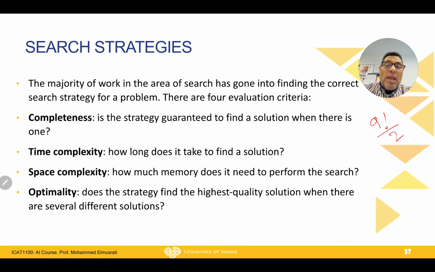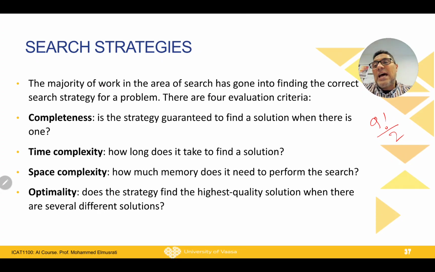Okay. Time complexity is how long it takes to find the solution. Space complexity is how much memory is needed to find the solution, or to perform the full search until the solution or until the target. Then the optimality. Optimality means: does the strategy find the highest quality solution when there are several different solutions?